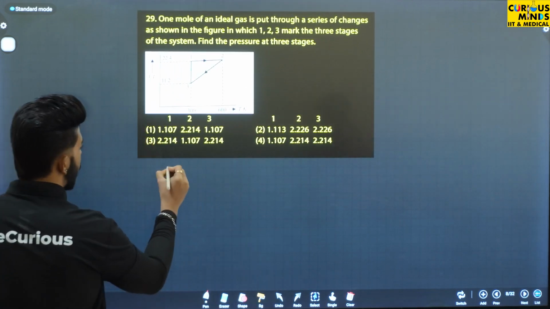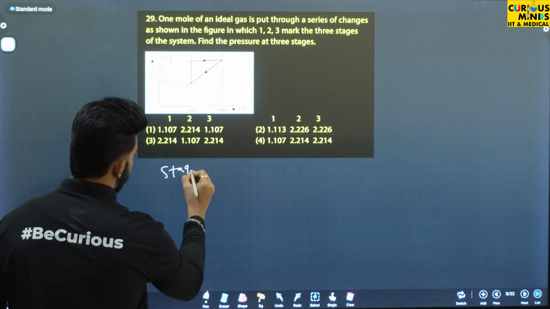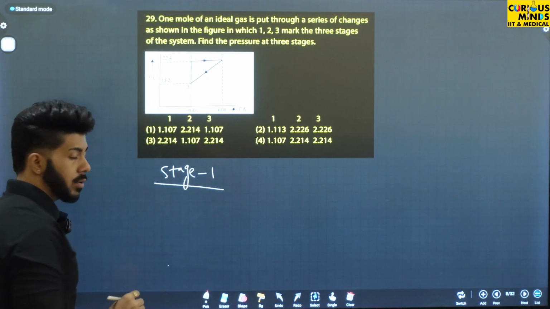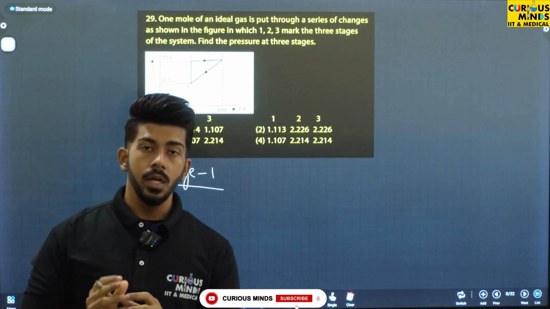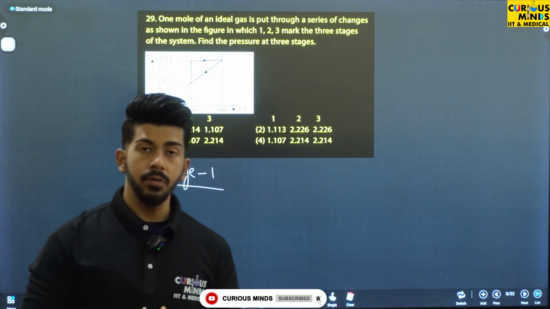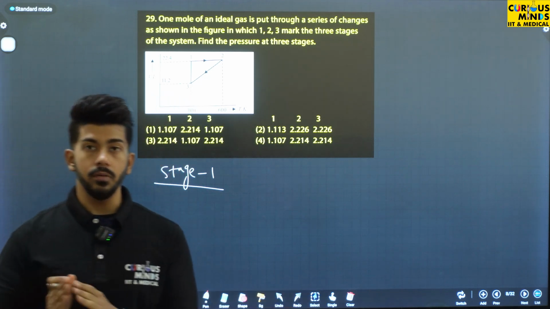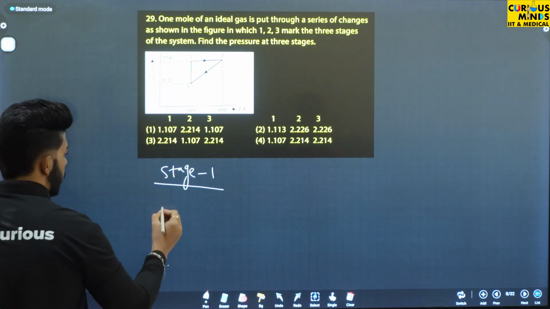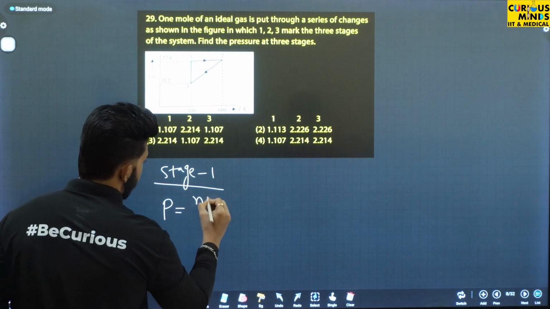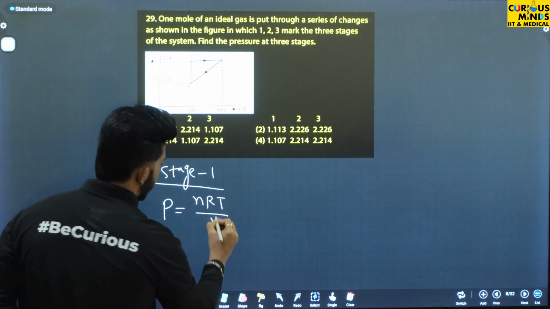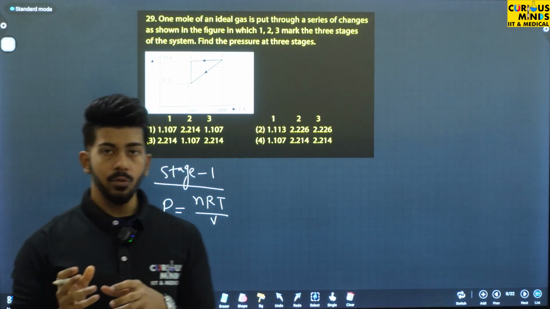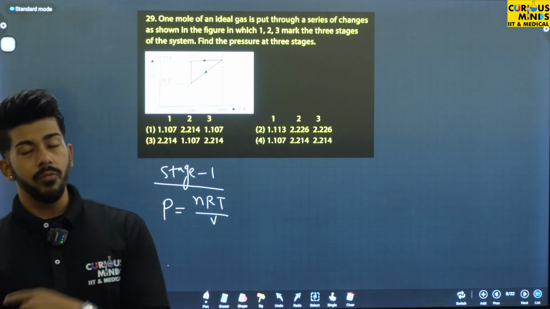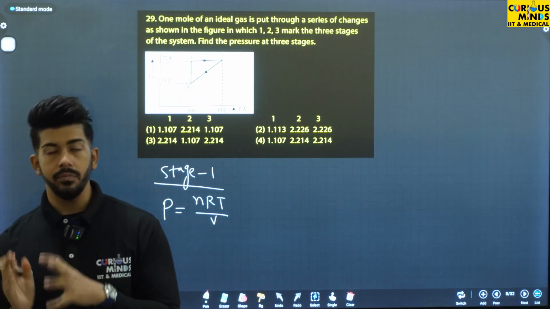So if I just talk about stage 1, as you can see, the respective volume and respective temperature are given. So what would be the pressure? Pressure is nothing but nRT by V. From the ideal gas equation, we know PV equals nRT, so obviously P will be nRT by V, right?